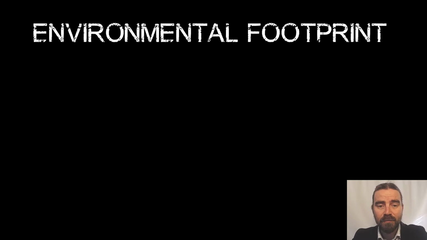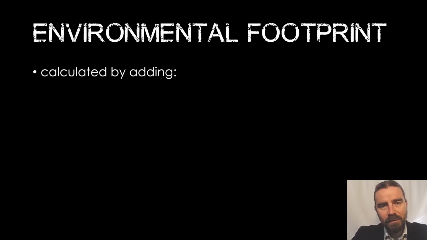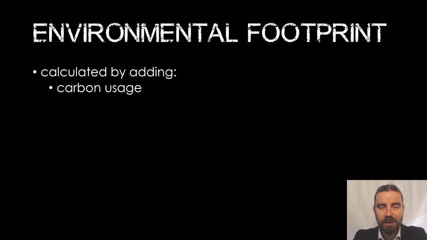Our environmental footprint. So our environmental footprint is a measure of how much our lifestyle impacts the Earth. It's calculated by adding up how much carbon is produced for our lifestyle. That's not necessarily just you driving to and from school. That's all the carbon that's gone into all of the objects that you own.